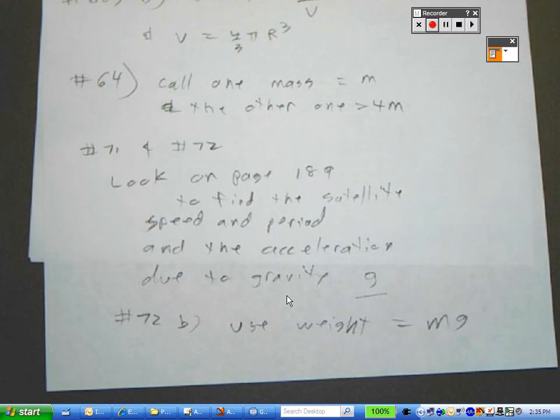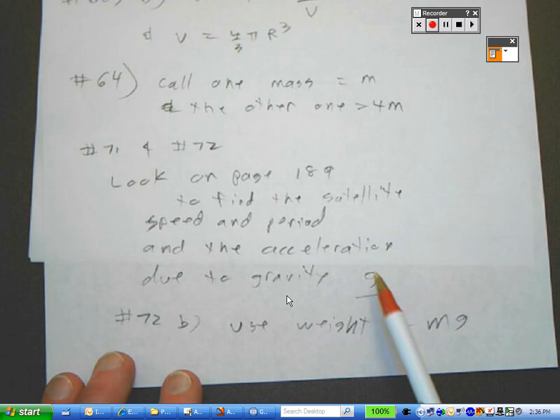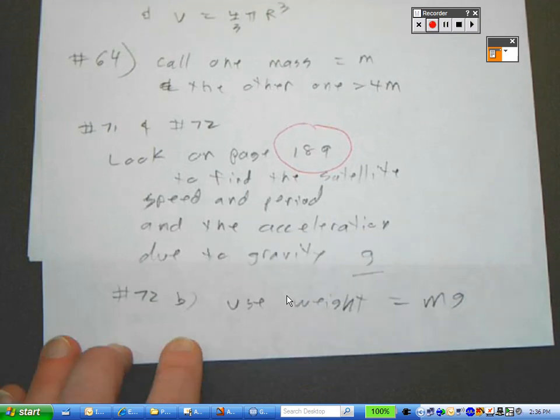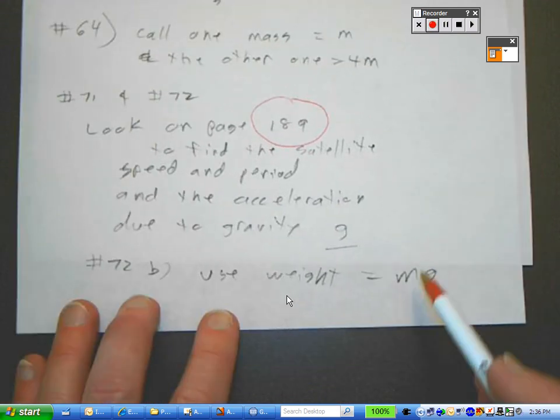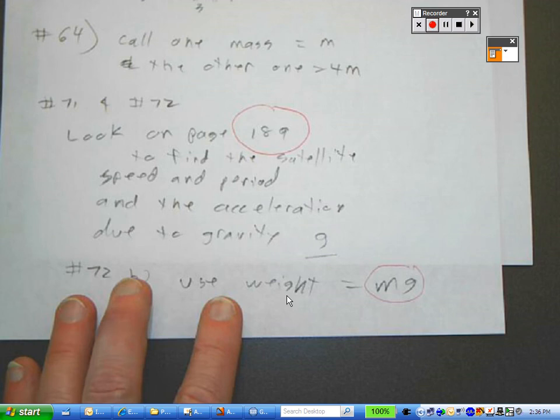Now let's look at number 71 and 72, which is on page 192. But if you look back on page 189, you'll find the satellite speed and the period that it takes for an object to move around the entire Earth, and the acceleration due to gravity, lowercase g. So the hint on number 71 and 72 is to use the formulas you will find on page 189. Okay. For number 72, use one little hint. Weight on the surface of a planet is m times lowercase g.